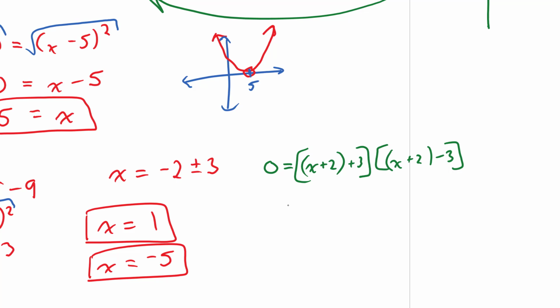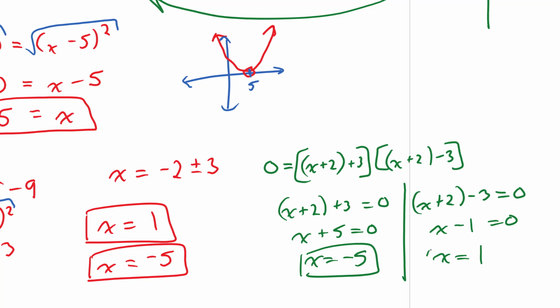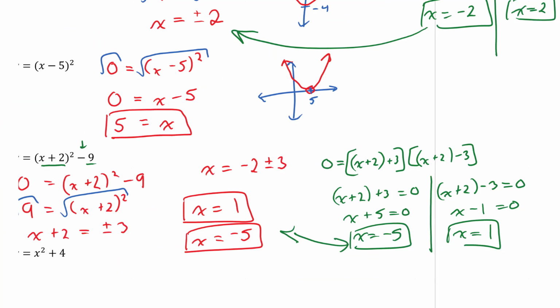Set both those sides equal to 0. x + 2 + 3 equals 0, and x + 2 - 3 equals 0. I can drop the brackets. x + 5 equals 0, x is equal to -5. I can drop the brackets here. 2 minus 3 is -1, so x - 1 equals 0. So x is equal to 1. Again, same answers here and here.